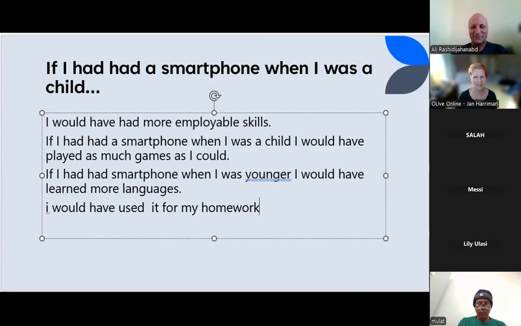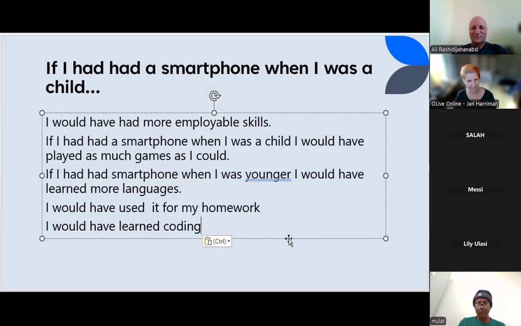Homework is not countable. Okay, so I took the S off of there because it is not countable. You can have a piece of homework, an assignment, but homework is not countable. There we go. I would have learned coding. Yes. All of these things didn't exist when I was a child.